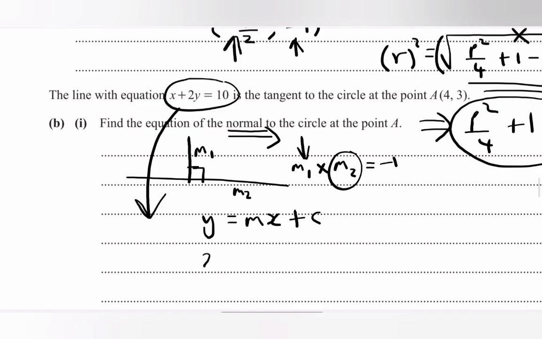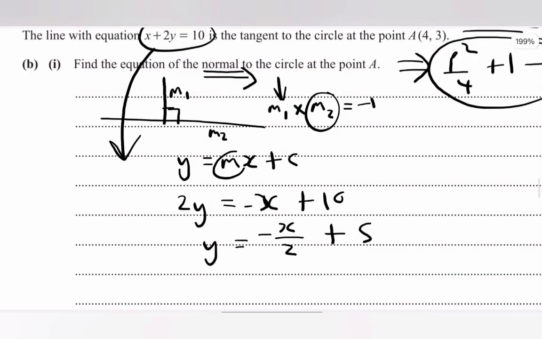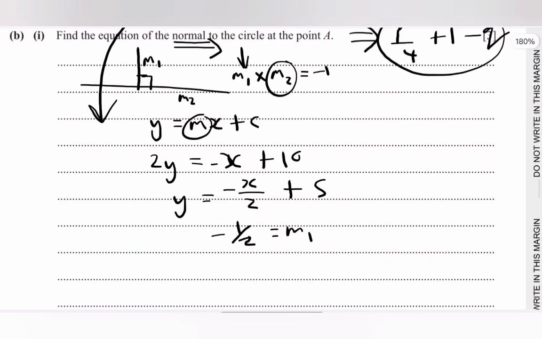So making y the subject, 2y is equal to minus x plus 10, and dividing by 2, y is equal to minus x over 2 plus 5, because we divide by 2 throughout, and therefore our m will be minus half, and that will be the gradient. So if our m, which we can say m1, is that, our m2 should be the negative reciprocal of this, so that we get -1 if you multiply.